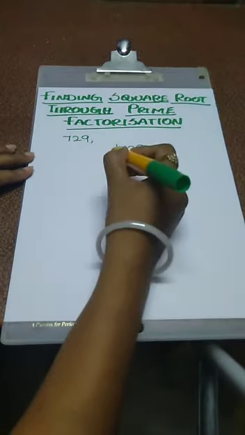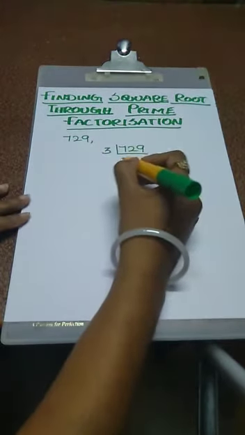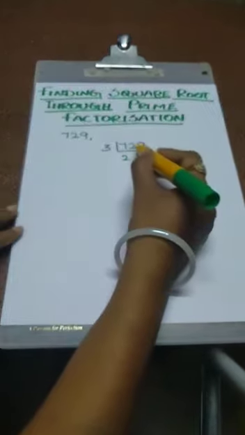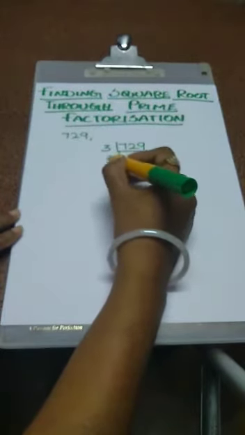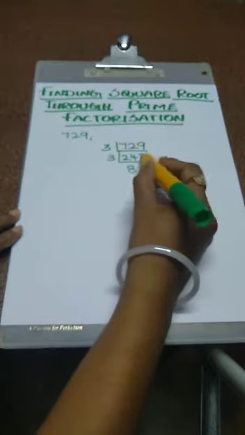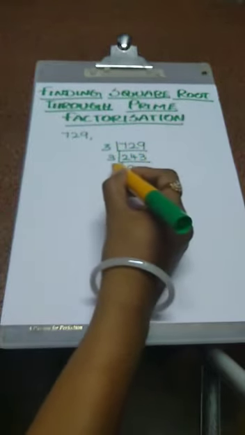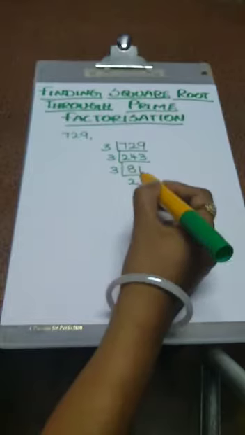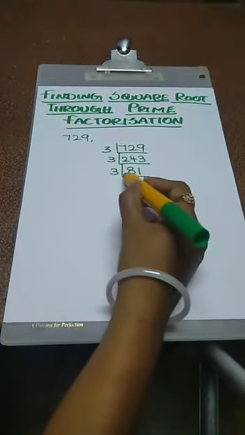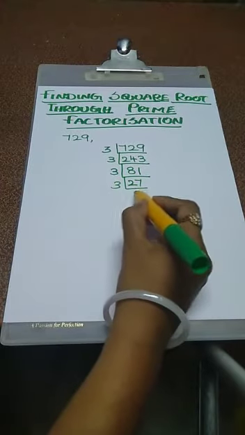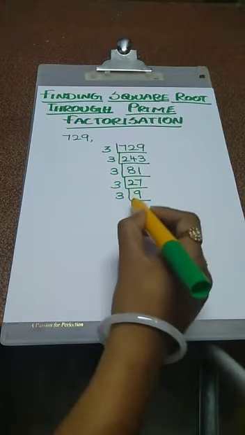Select the least factor, that is actually 3. 3 2s are 6, balance 1, 12, 3 4s are 12, 3 3s are 9. Again you select the value 3. 3 8s are 24, 3 1s are 3. Next select the number 3. 3 2s are 6, balance 2, 21. So 3 7s are 21. Next 3 9s are 27. The next 3 3s are 9.